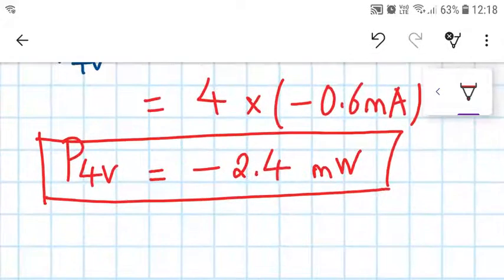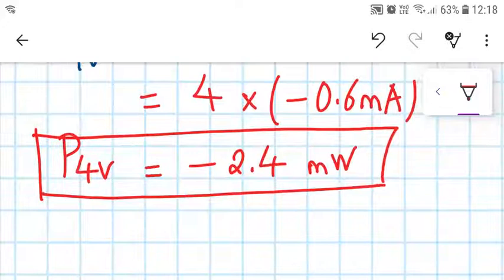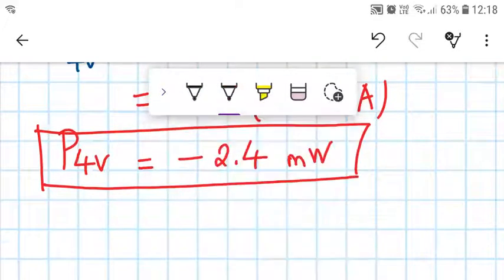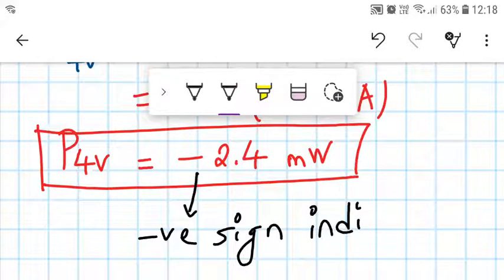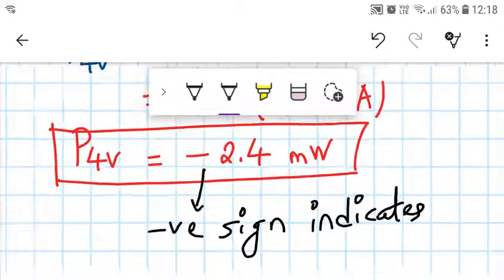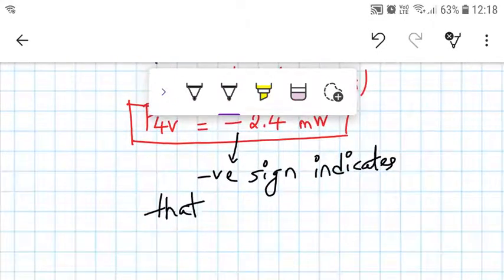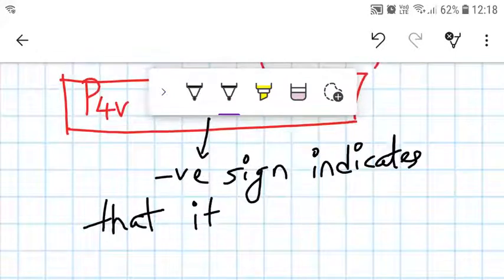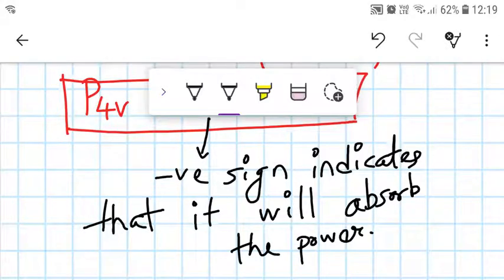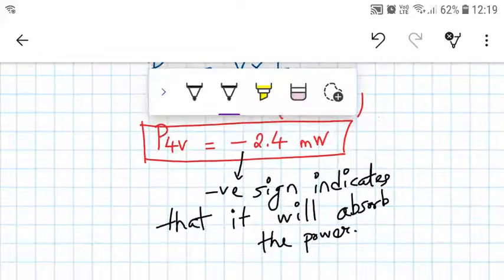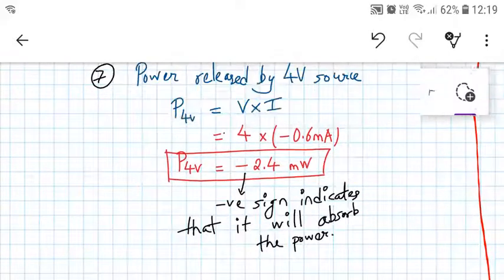Okay. So what does this negative sign indicate? The negative sign here indicates that, so here I can write negative sign indicates that it will absorb the power. So it will take the power for itself. So that's the meaning of this statement.